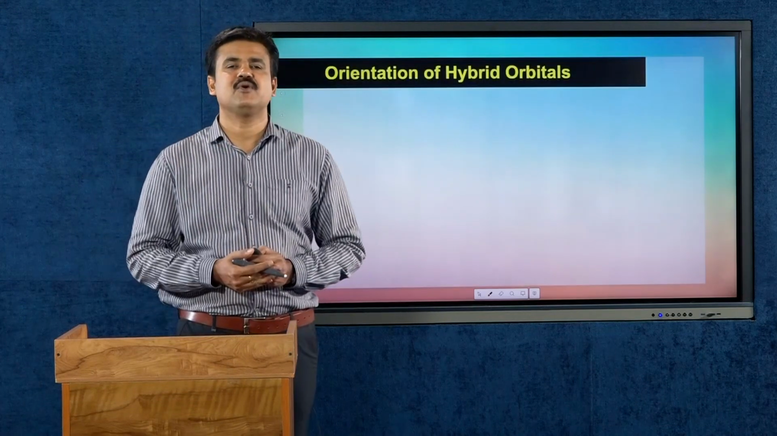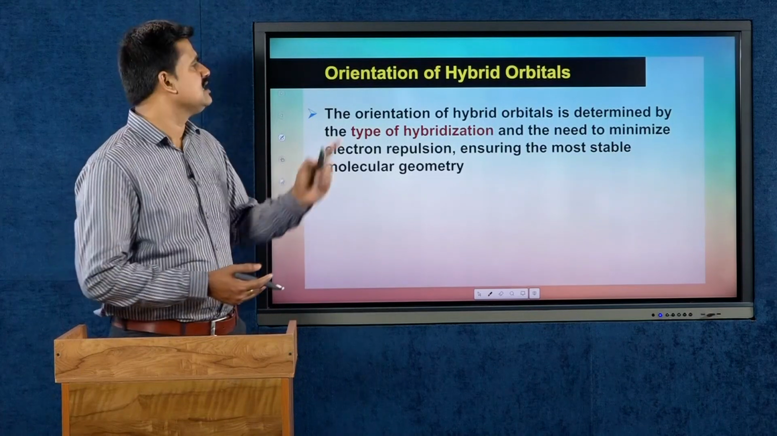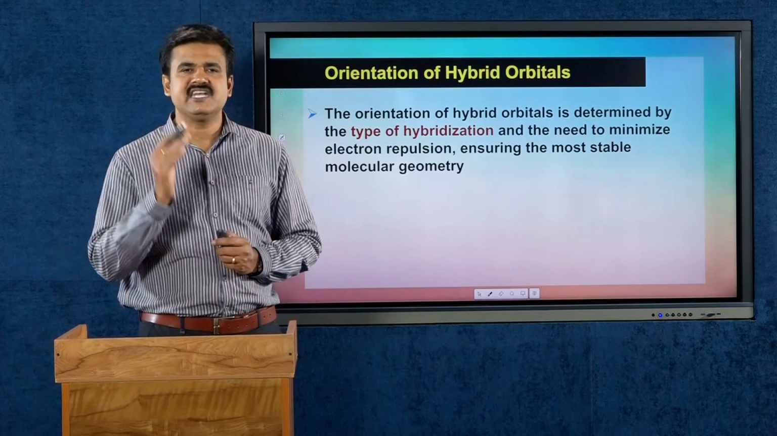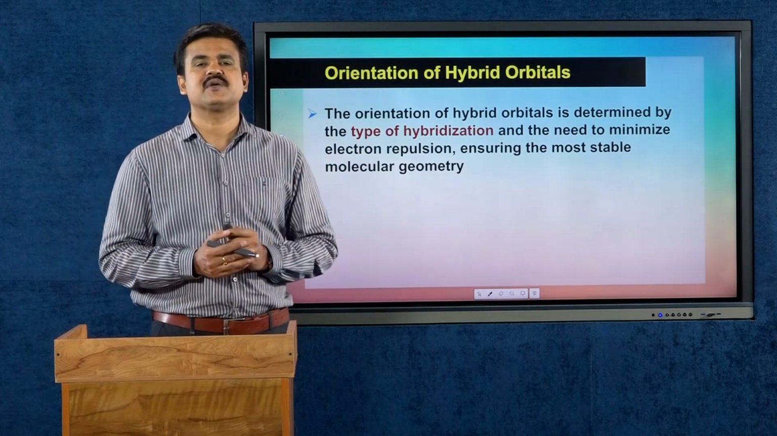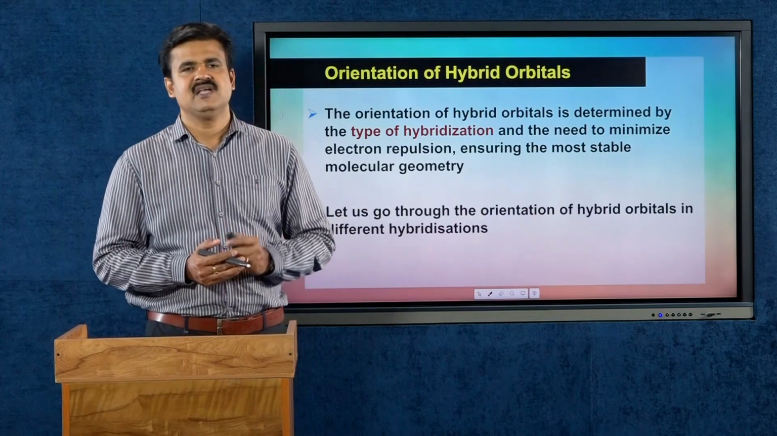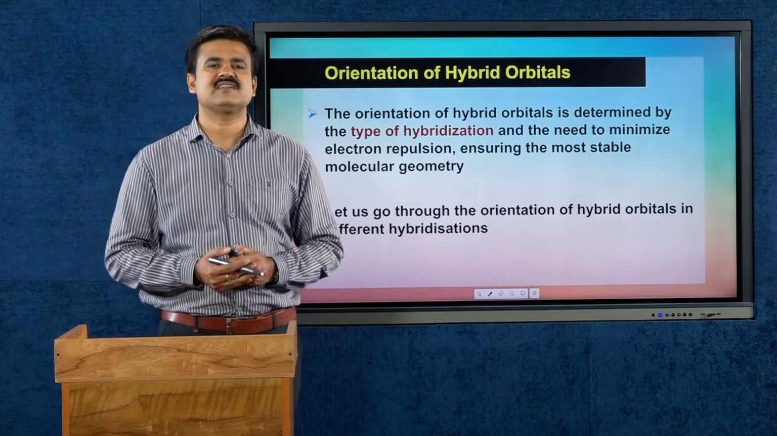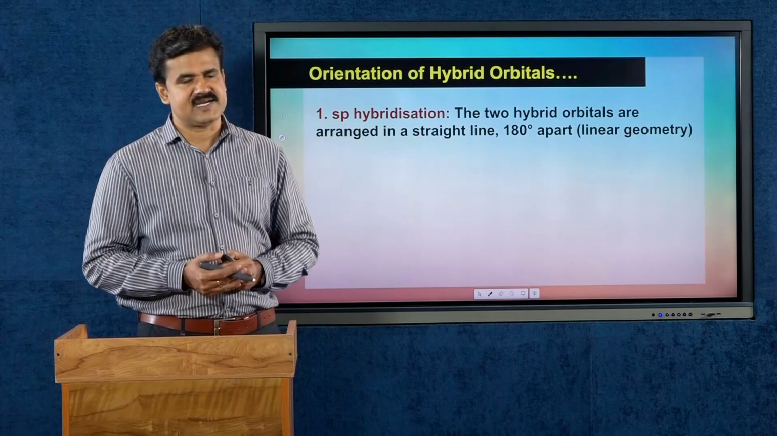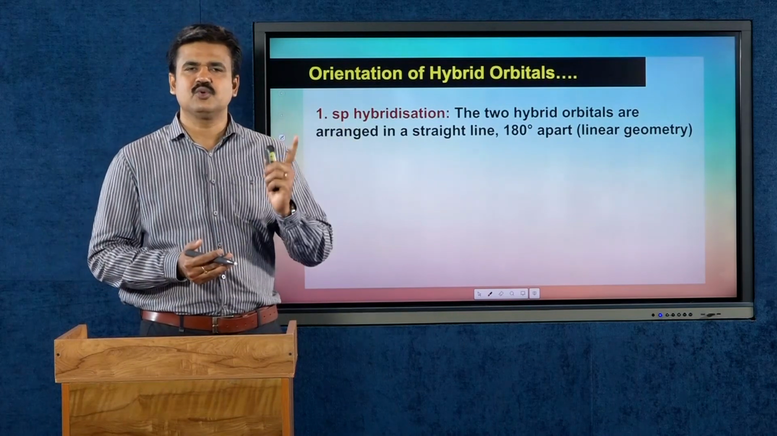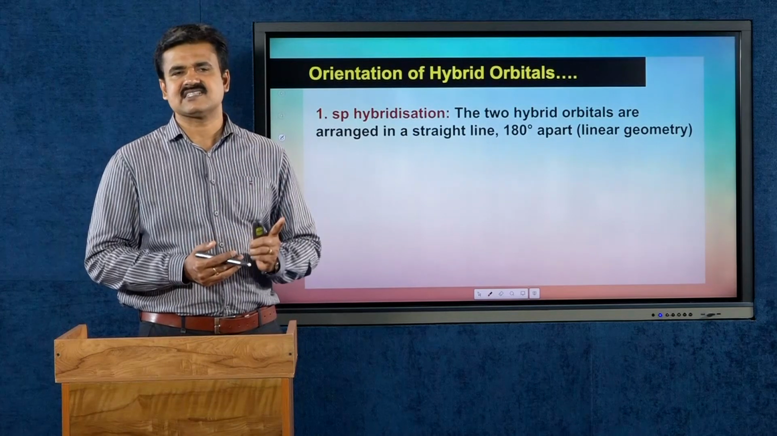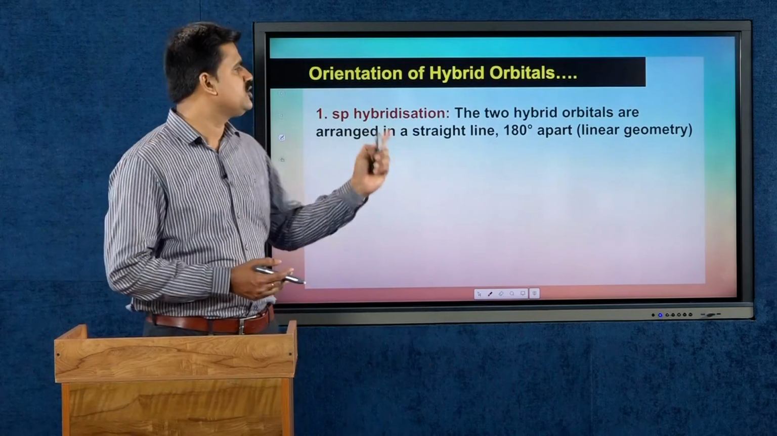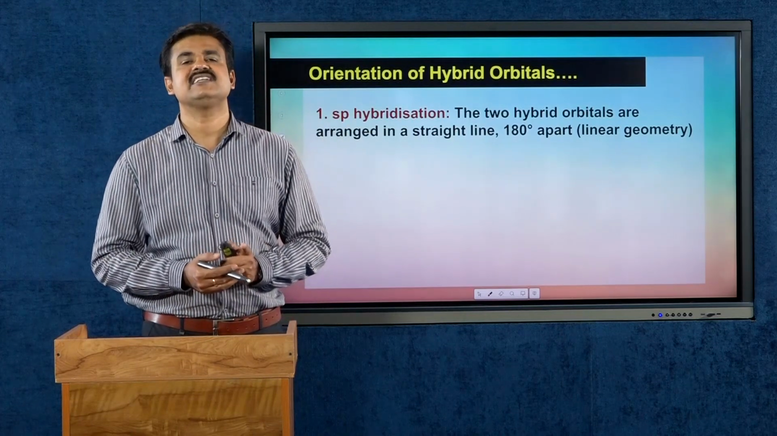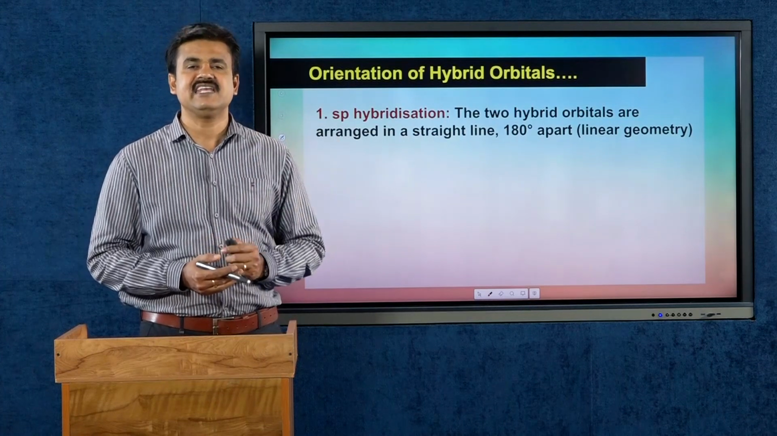Now we are discussing the orientation of hybrid orbitals. The orientation of hybrid orbitals is determined by the type of hybridization and the need to minimize electron repulsion, ensuring the most stable molecular geometry. Let us go through the orientation of hybrid orbitals in different kinds of hybridizations. First of all, we are taking sp hybridization. As the name indicates, there are two orbitals that take part in hybridization, and as a result, two sp hybrid orbitals are produced. The two sp hybrid orbitals are arranged in a straight line with 180 degree separation, that is preferring a linear geometry.